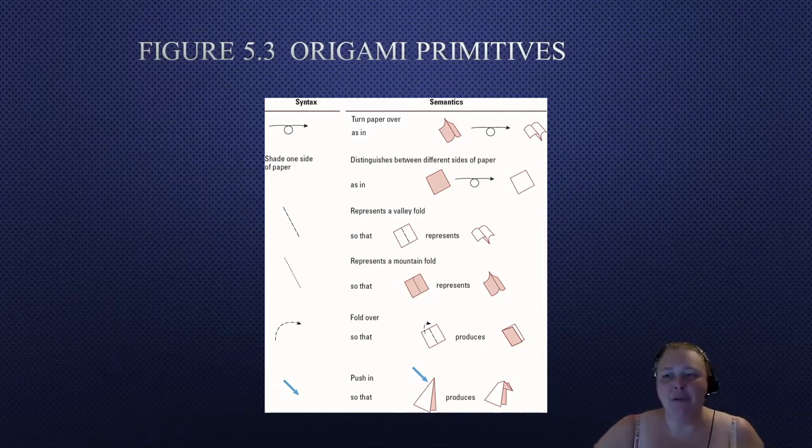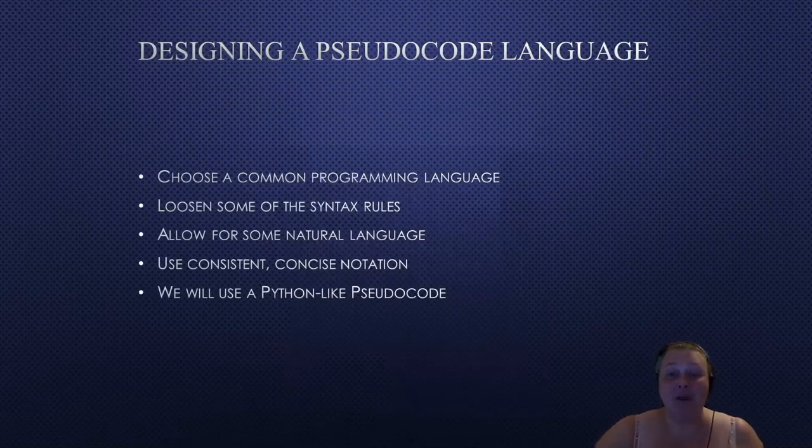Now, let's look at the steps that we go through in order to design a pseudocode language. Again, pseudocode, remember, is somewhere between spoken English and formal syntax, in a gray area. You can choose a common programming language, and that can be your pseudocode. Typically, that's where you start, then you loosen up some of those rules. You loosen up the syntax, make it a little more freeform, and allow for some additional natural language as opposed to a very rigid syntax.